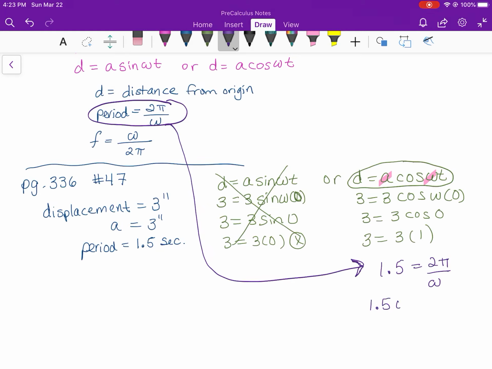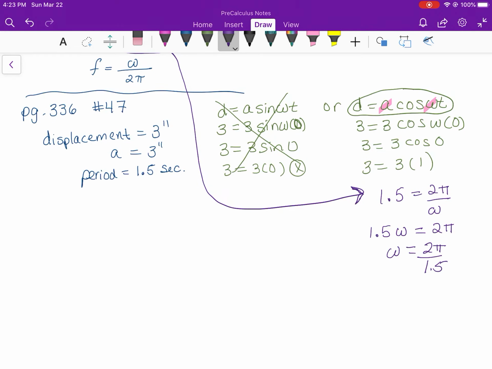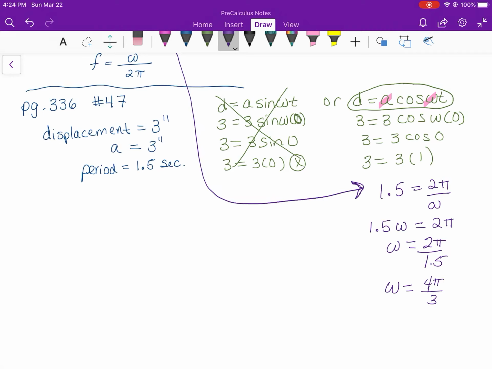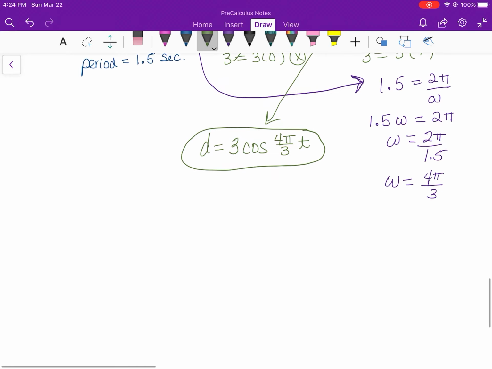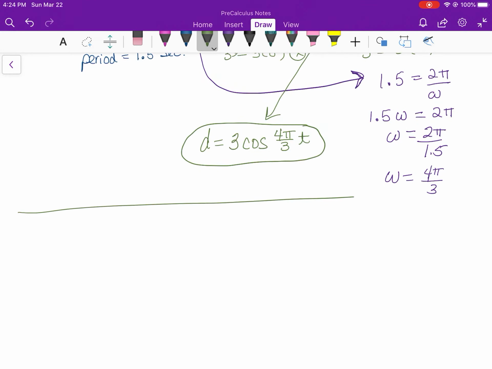Multiply both sides by omega. Take 2 pi divided by 1.5. And omega is going to end up being 4 pi over 3. Okay, so now it's time to use that to write our equation. So we're going to write our equation as d equals 3 cosine of 4 pi over 3 times t. And there's your model.